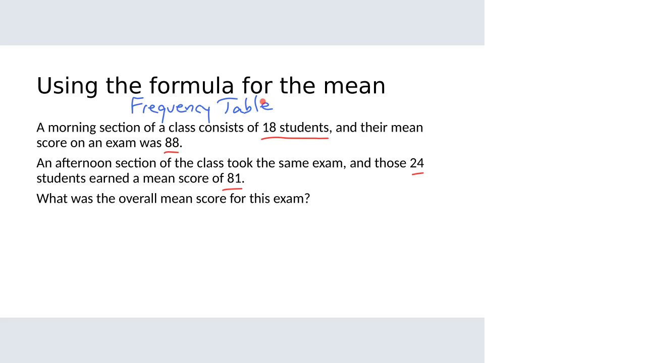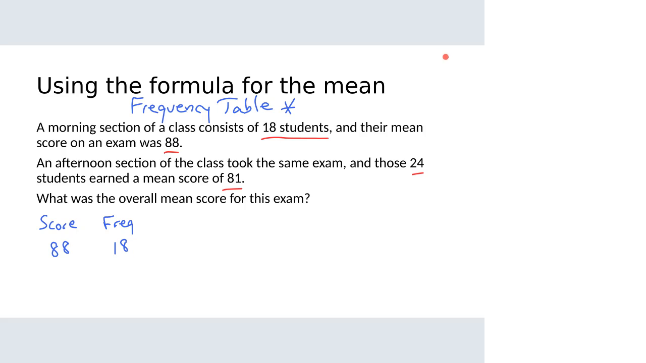And the reason is we have 18 students that got 88. We have 24 students that got 81. So we have a whole bunch of data points that are the same as each other. And that's a great chance for us to use a frequency table. Here's what I mean. We have the score over here of 88, and then the frequency of that score was 18. There are 18 data points that are 88.